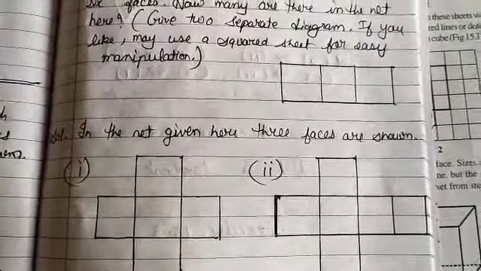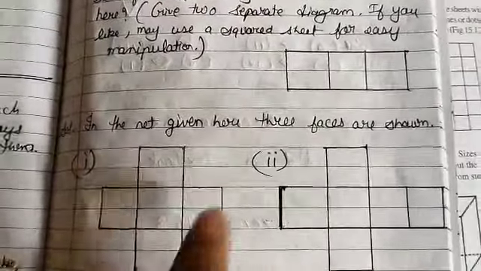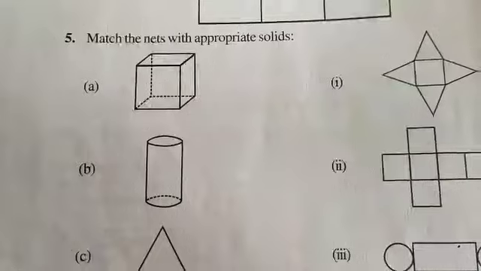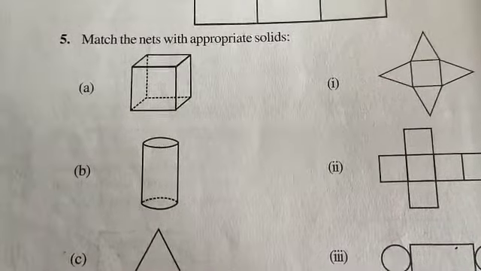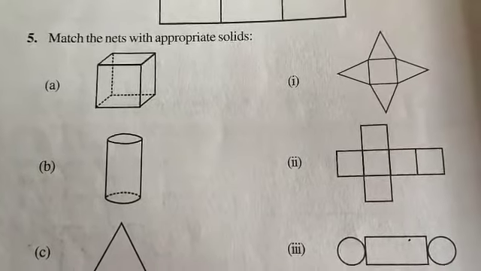Cut a square sheet, and you can form a cube through such skeleton, through such nets. Let us see our next questions. Question number 5. Match the net with appropriate solid.